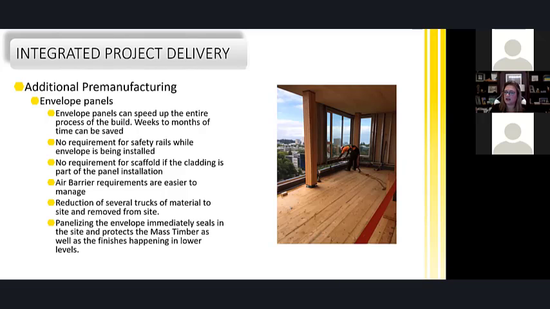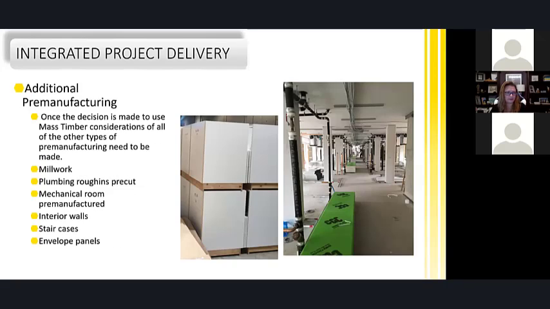Reduction of materials to site. This one is mind-boggling. Between the CLT panels and the envelope panels, having those two items not trucked in to build in place on site, and then all that garbage trucked off site, we're talking about hundreds of thousands of dollars of savings in bins and trucking. And that's huge, because a lot of these sites that we work on now are much smaller, much more condensed areas. Panelizing the envelope immediately seals in the site, protects your mass timber, and this was one of the comments earlier, it helps you manage the finishes below.